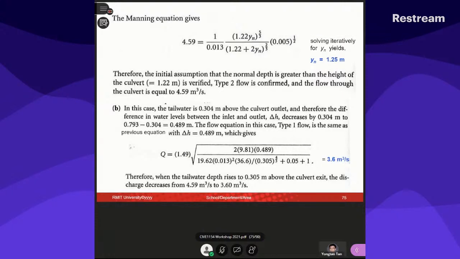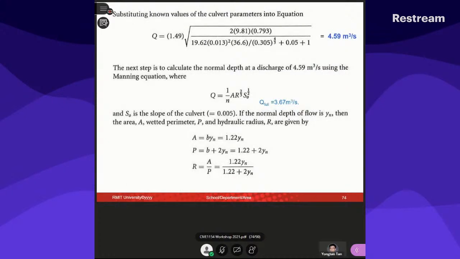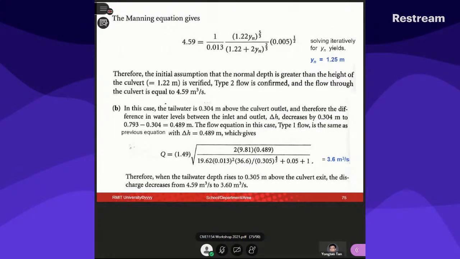Type 2 flow, but I think it would be complicated to use this method to calculate the normal depth. But you can use the full flow rate. You use Manning's equation to get the full flow rate, and compare it with the discharge of the culvert. If the discharge is larger than the full flow, that means the normal depth is higher than the depth of the culvert.